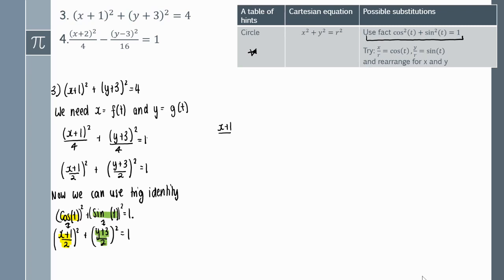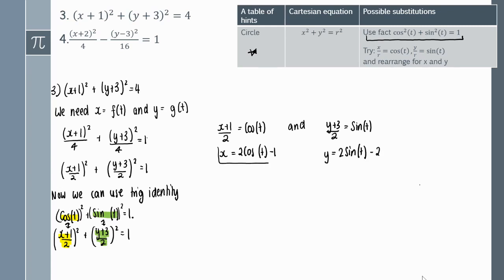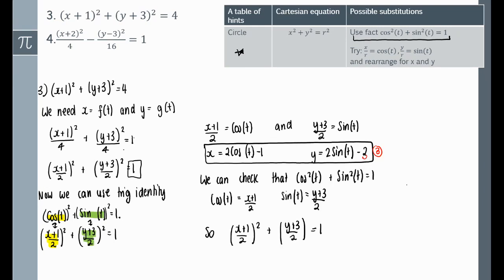We're going to rewrite then two separate equations, which is what I want, one involving x, one involving y, and they both involve t. I'm going to rearrange to create x as my subject, so I'd have x plus 1 over 2 equals cos t, then times by 2 and minus the 1, I'll get x equals 2 cos t minus 1. For y is similar. I start off with y plus 3 over 2 is sine t, times by 2 minus 3, and I end up with y equals 2 sine t minus 3.